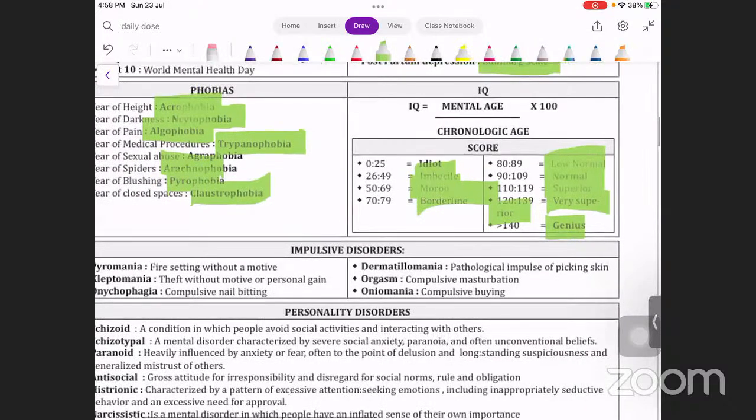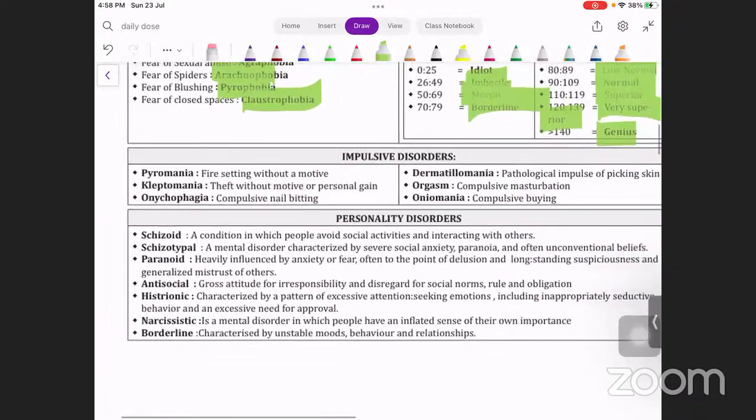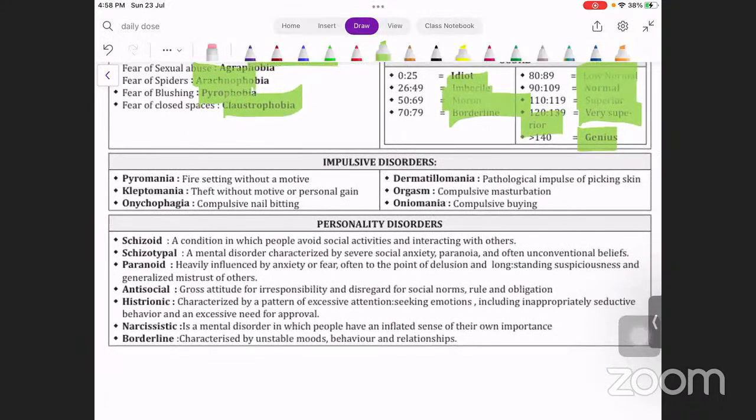Next are the impulse control disorders. We have pyromania, fire setting without a motive; kleptomania, theft without a motive; onychophagia, compulsive nail biting; compulsive masturbation; and oniomania, compulsive buying. Oniomania is compulsive buying, onychophagia is compulsive nail biting, kleptomania is theft without a motive, and pyromania is fire setting without a motive.